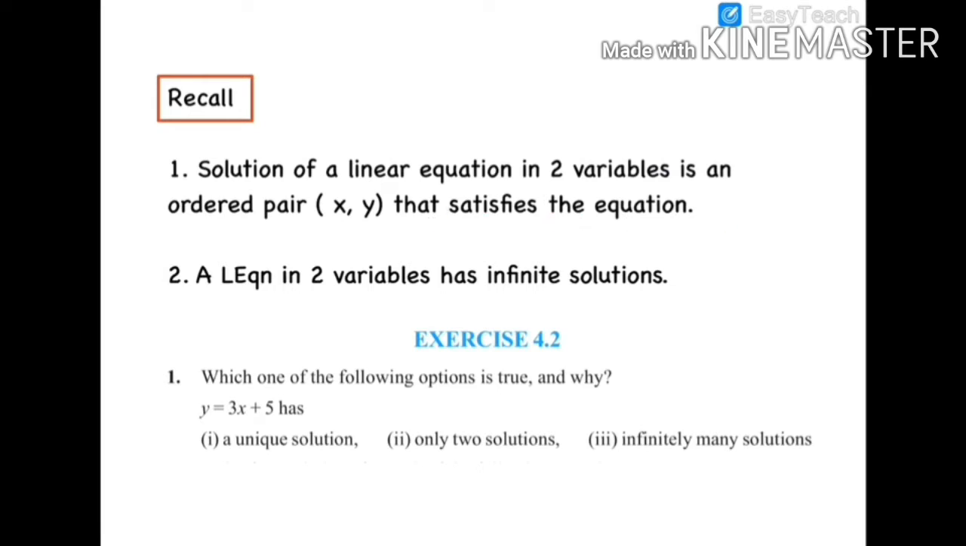With this we can answer the first question of exercise 4.2. Which one of the following options is true and why? y equal to 3x plus 5 has, the third option will be correct, infinitely many solutions. What is the reason? Because this equation is an equation in two variables. For every value of x there will be a corresponding value of y, and we can have infinite values of x and therefore infinite corresponding values of y, giving us infinite pairs of solutions.